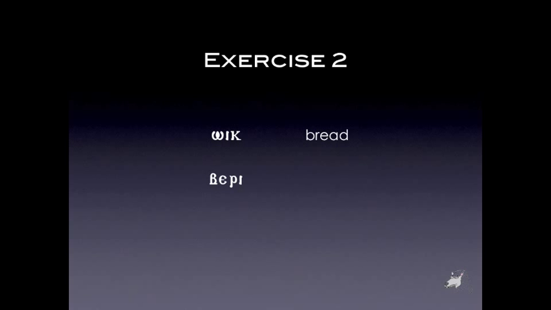Here again we have a vita followed by an A, so the vita is going to have a V sound since it's followed by a vowel. And again, the letter that looks like P in English is in fact an R, it's a rho. So this is veri, which means new. Veri means new.